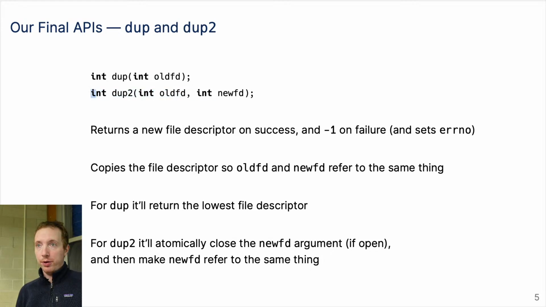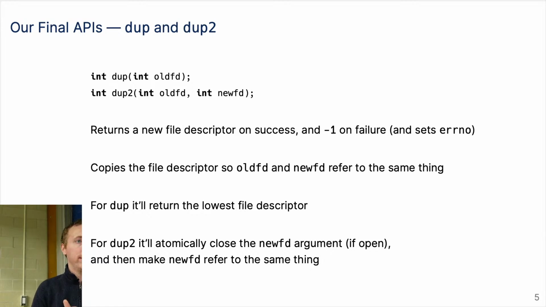In dup2, you get to pick what the new file descriptor is. If it's open and valid, it will atomically close it and then make it point to the same thing as the old file descriptor. This is why it's a different system call: it needs to be atomic, because it's going to close and then reuse that same number. If it's not atomic, another process might swoop in and steal that file descriptor number.